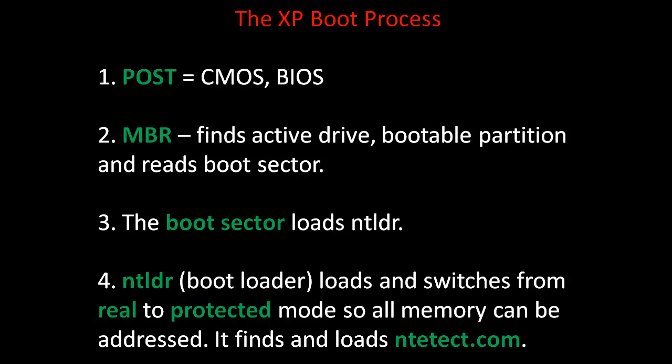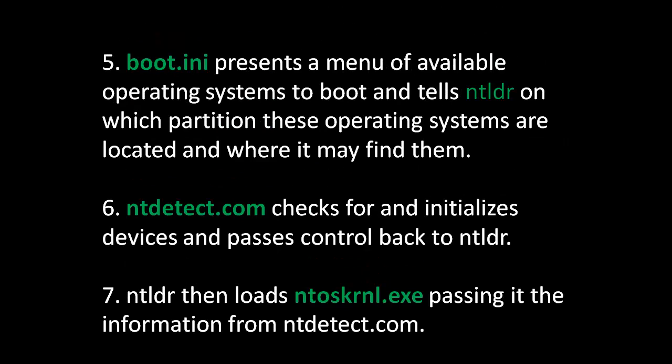The fourth step is NT-LDR, that is the bootloader, loads and switches from real to protected mode so all memory can be addressed. It finds and loads ntdetect.com and it reads the hidden boot INI file. This brings us to the fifth step, the hidden boot INI file. This presents a menu of available operating systems to boot and tells NT-loader on which partition these operating systems are located and where it may find them. Sixth, ntdetect.com checks for and initializes devices and passes control back to NT-loader. Seventh, NT-loader then loads NTOS kernel exe, passing it the information from ntdetect.com.